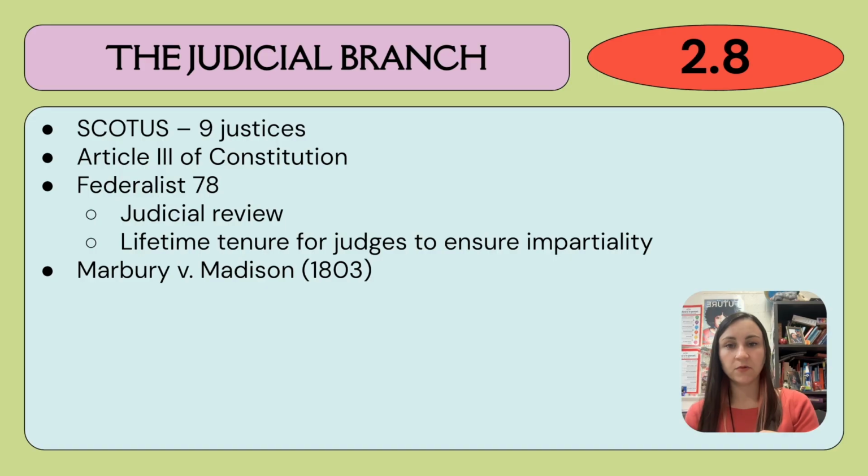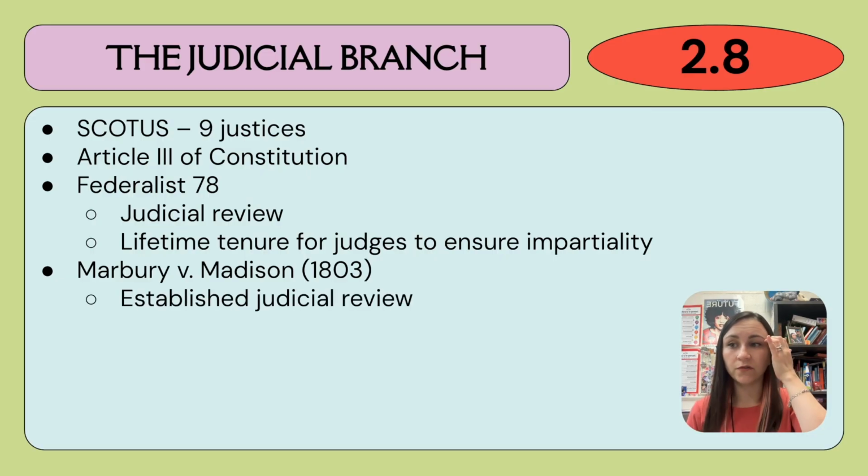Another thing to remember here with the judicial branch is that their power was really established not necessarily by Article 3, although that too, but by a Supreme Court case in 1803 called Marbury v. Madison. Under Jefferson's tenure, they basically ruled that the Supreme Court does have the power to enact judicial review.